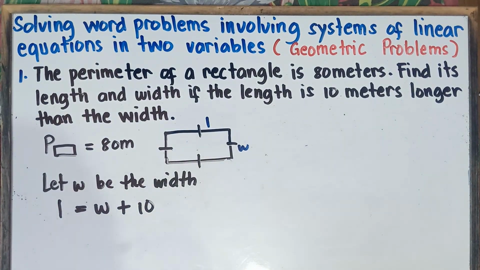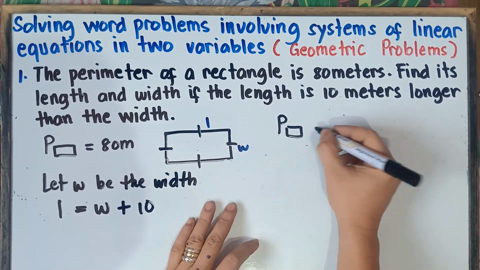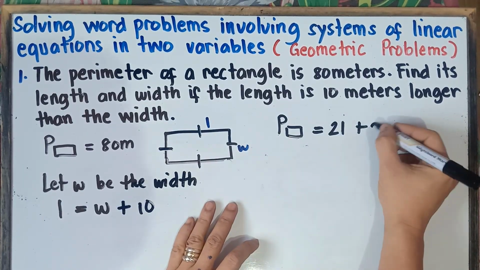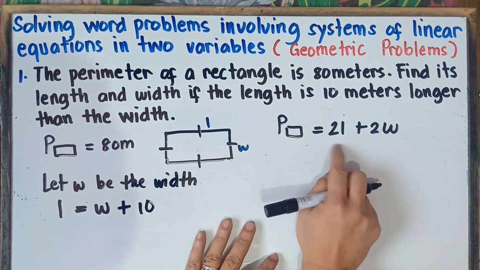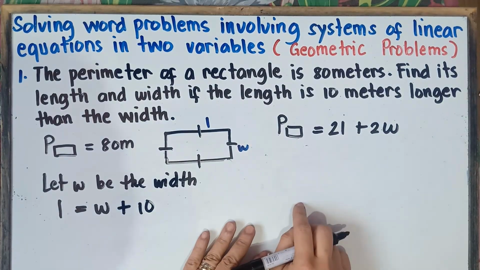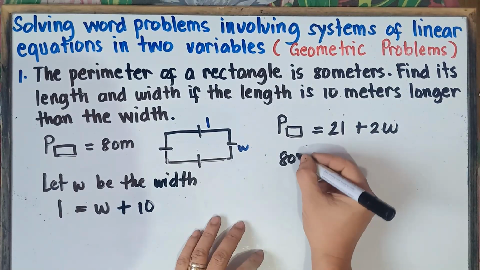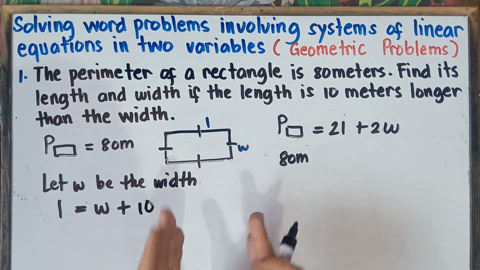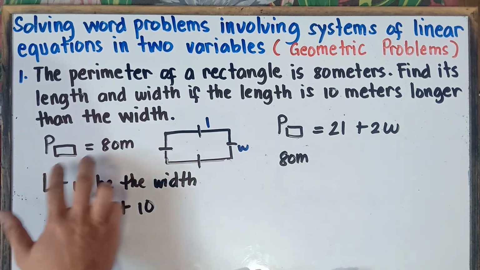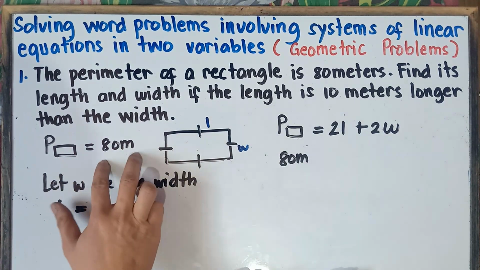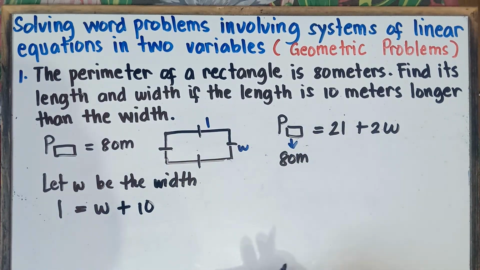Alright, so now we can write our equation. The given formula for the perimeter of a rectangle is 2 times the length plus 2 times the width. So we have 2 lengths and 2 widths. We are given the perimeter, which is 80 meters. Once again, class, simply substitute the value of the perimeter given. You align 80 meters on the perimeter. So this is perimeter, 80 meters.